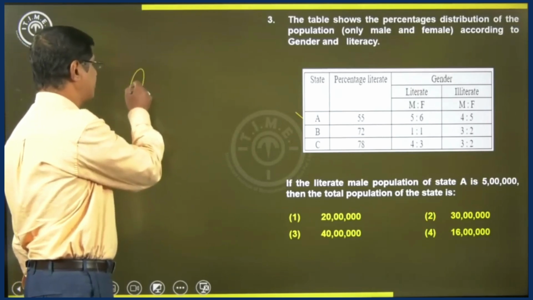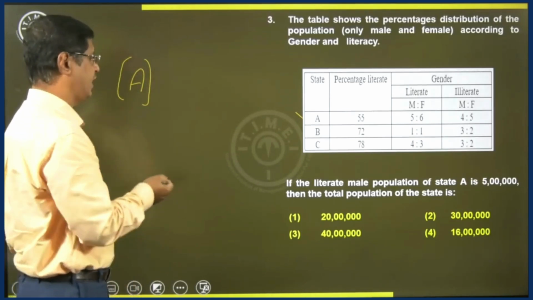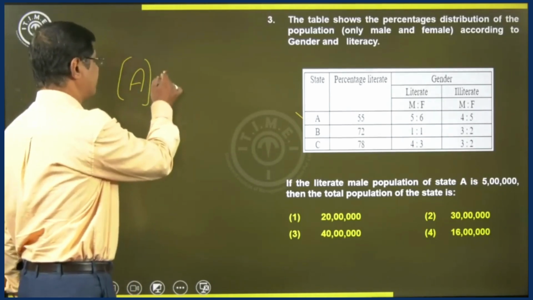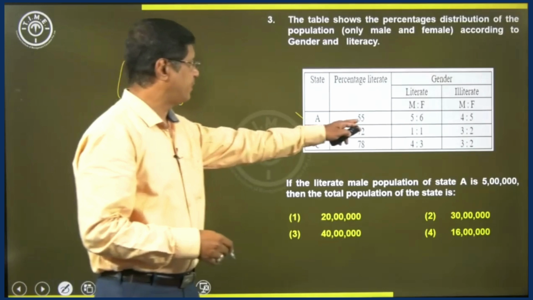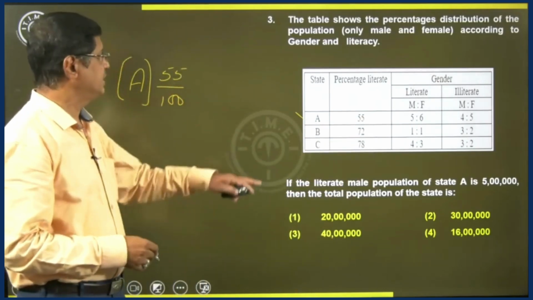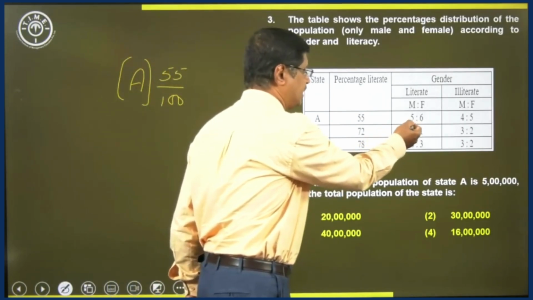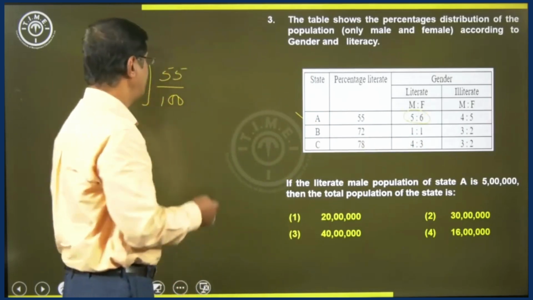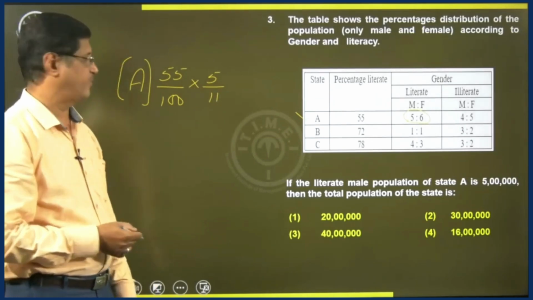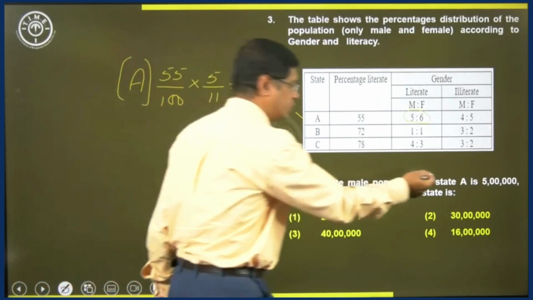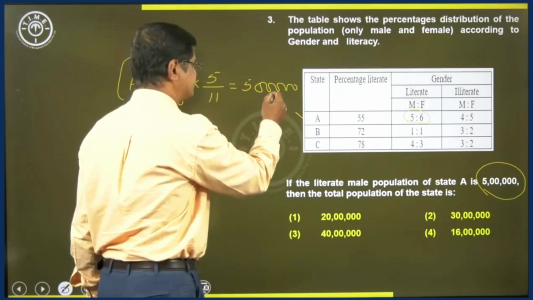Let us assume the total population of the state as A. In that A, what is the percentage of literates? 55%. 55% means 55 by 100. 55% are literate. In that, what is given here? Male literate is given. The ratio of male to female literates here is 5:6. Male is how many? 5 by the sum of the ratios, 5 plus 6, 11, which is equal to 5 lakh.